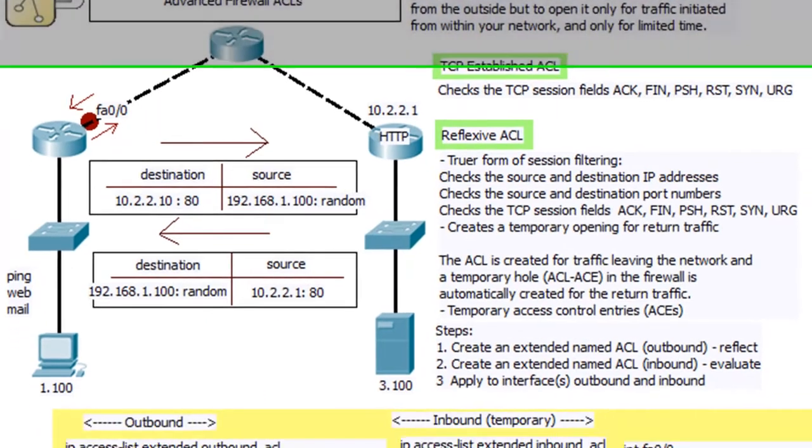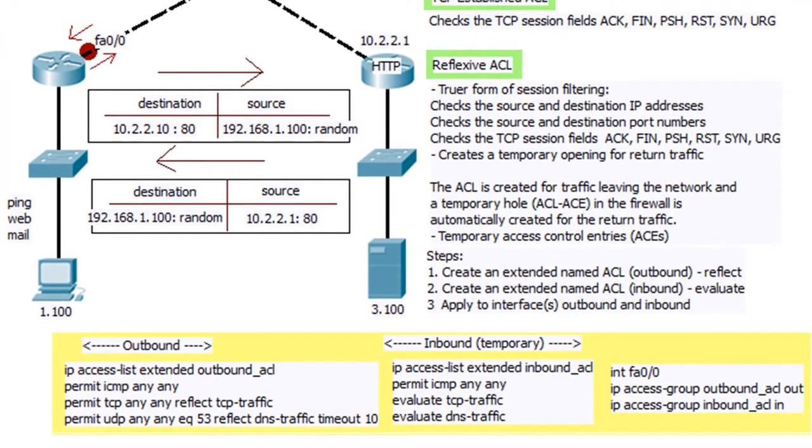Here's a list of the commands that we're going to use to make this work. We're going to permit ping. We're going to permit web traffic and mail traffic by permitting TCP traffic essentially. And we're also going to permit UDP on port 53 for DNS, because if you're going to get web pages, you're not just going to need IP addresses going out on port 80, but you're also going to need to resolve DNS names.